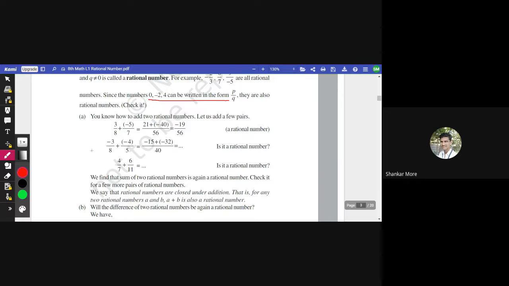Let's take the first rational number, that is 3 by 8, and the second rational number is -5 by 7. Any doubts, does anyone have a doubt why this is a rational number? Are these two rational numbers? Both of these are rational numbers? Everyone agrees with me? Yes, yes. 3 by 8 and -5 by 7, both are rational numbers, correct? Now we have to add them.